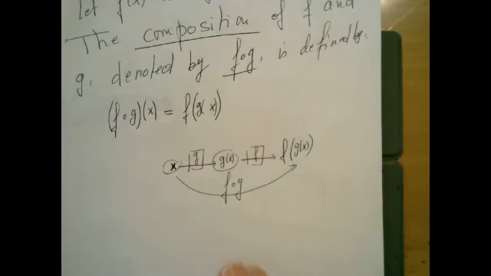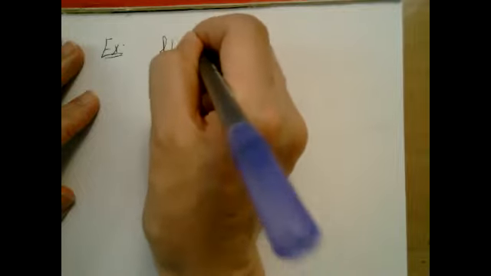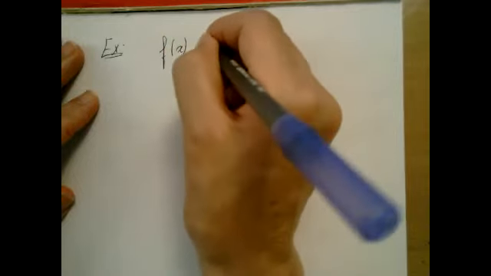Okay, not hard at all, but immediately an example. So let us take the following example. I'm going to practice this example a little bit. Example: let f of x be equal to x squared minus 1.